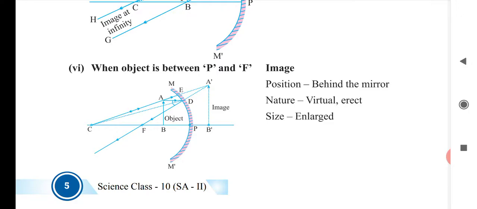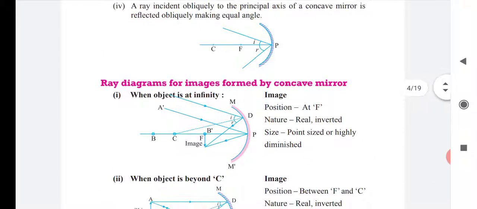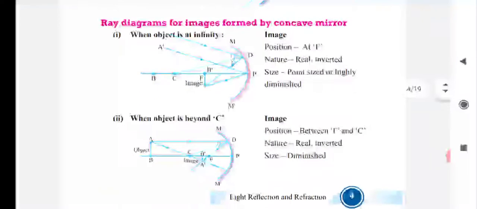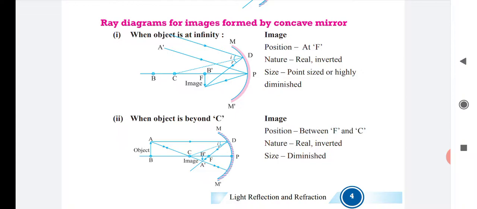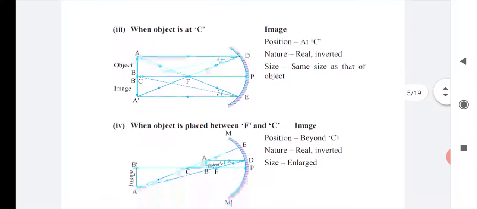Okay, let us discuss once again these concepts. First, when the object is placed at infinity, you will get the image at focus, the nature is real and inverted, and its size is highly diminished. When the object is placed behind center of curvature, you will get the image between focus and center of curvature, the nature is real and inverted, and size is diminished. Next, when the object is at center of curvature, the image position is also at center of curvature, it is real and inverted, and the size of the object is the same as the size of the image.